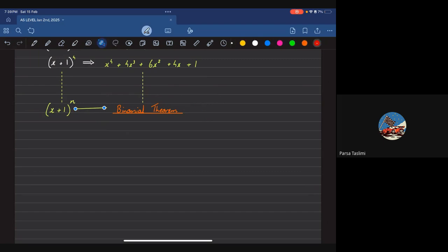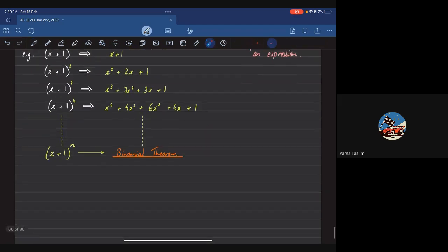There will come a time when the expansion will become out of control. For example, up to this point, it is still manageable where the power is equal to 4. But let's say, what if the power is like 27? What will you do then? Will you write a countless number of terms there, or what will you do?